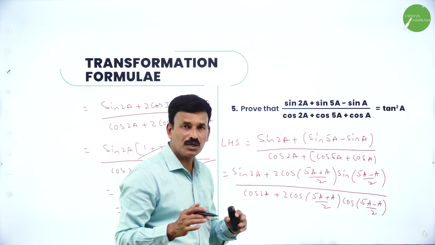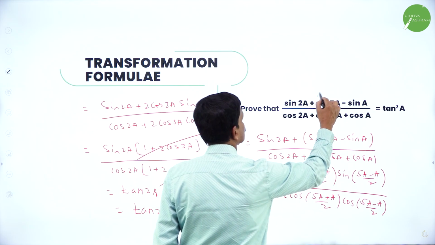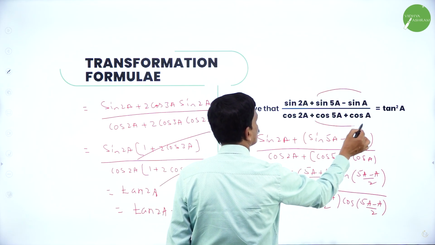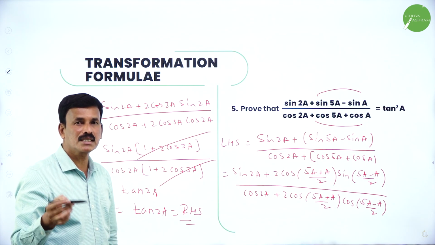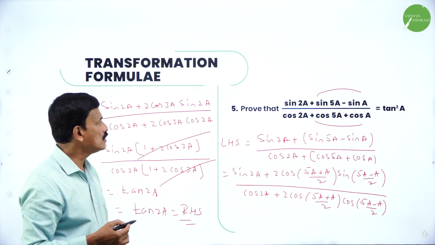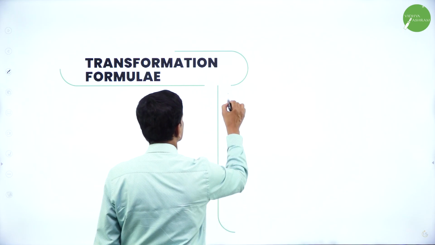Just make a group of these two as one group, sin 5a minus sin a and cos 5a plus cos a. Take the common factor in both numerator and denominator, cancel the terms which get cancelled, and we will get the answer. Now let us take one more problem.